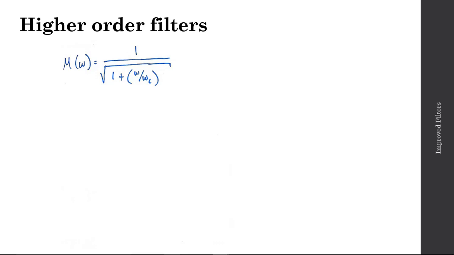For higher order filters, what we'll add here is a 2 times k to this omega over omega c term. K in this case is going to be the order of the filter. We also define a phase shift, where the phase shift is going to be equal to the summation of a bunch of first order phase shifts, and we'll sum from i equals 1 to k.